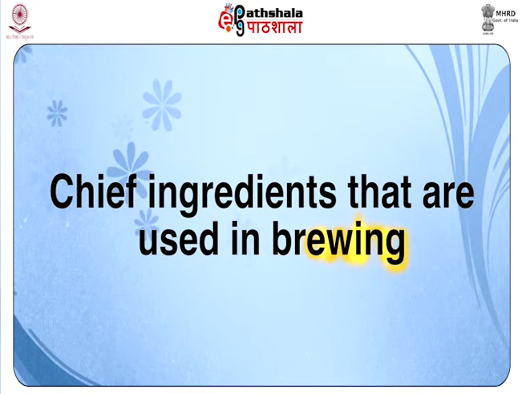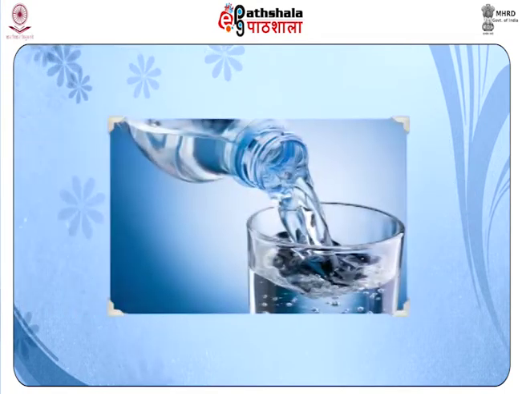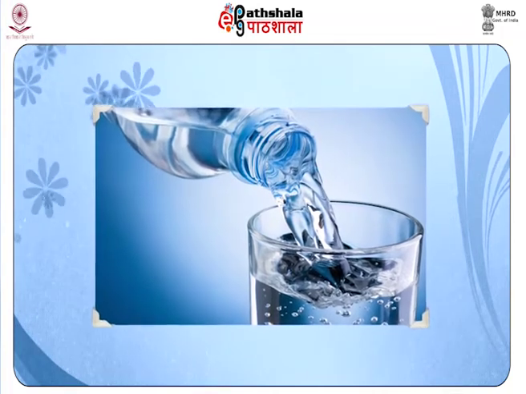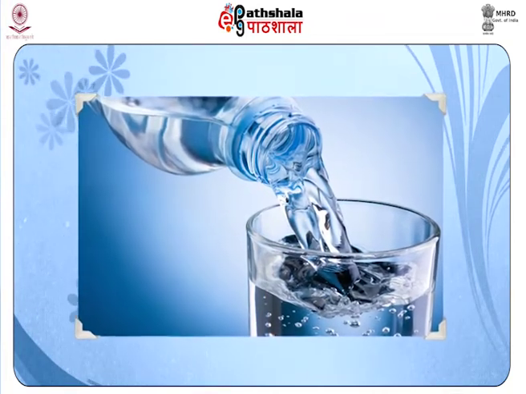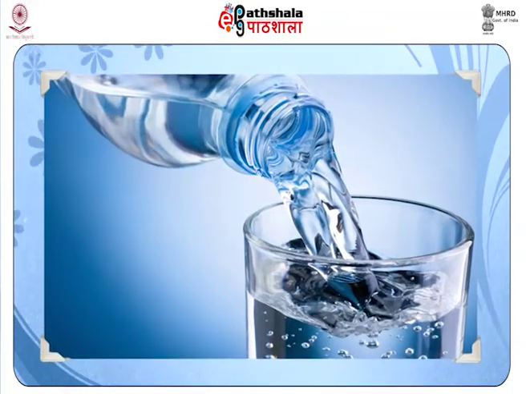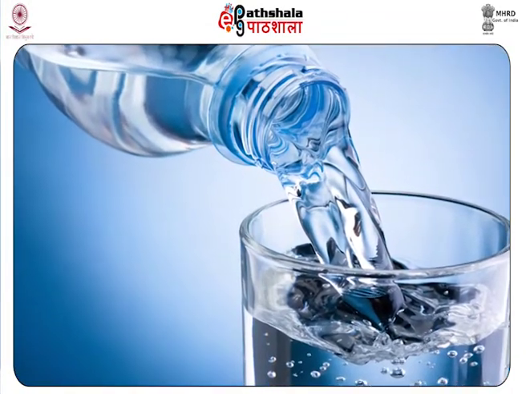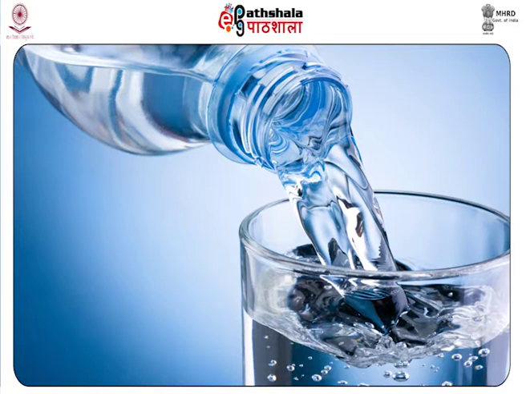Following are the chief ingredients that are used in brewing. Water. Beer is composed mainly of water. The mineral component will be different for the various regions. As a result of this, beer of different regions has different characteristics, which could more correctly be stated as the regional characteristics of that beer.